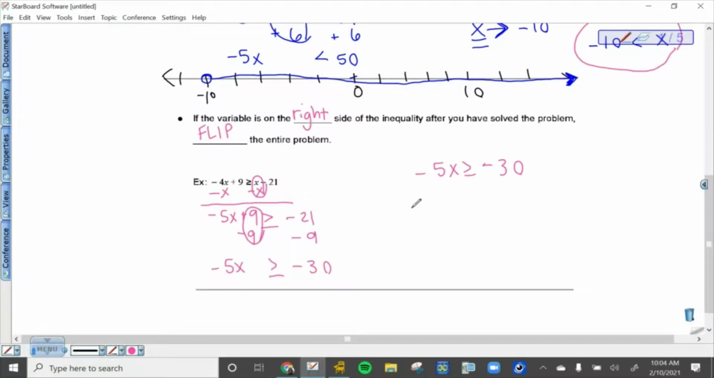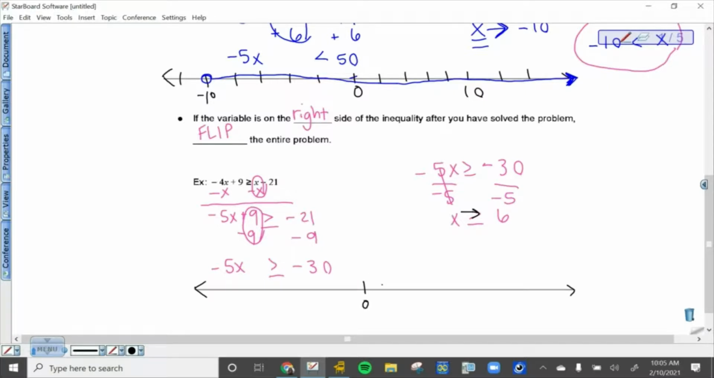So we write it up here, negative 5x greater than or equal to negative 30. How do I solve for x now? Divide by negative 5. X is then greater than or equal to negative 30 divided by negative 5. So x is greater than or equal to 6. So again, my variable is written on the left side, even though I really wanted it to be on the right side, but that's okay. So it's written on the left side. That means when I draw my line, it's going to be going to the right. Same direction as this.